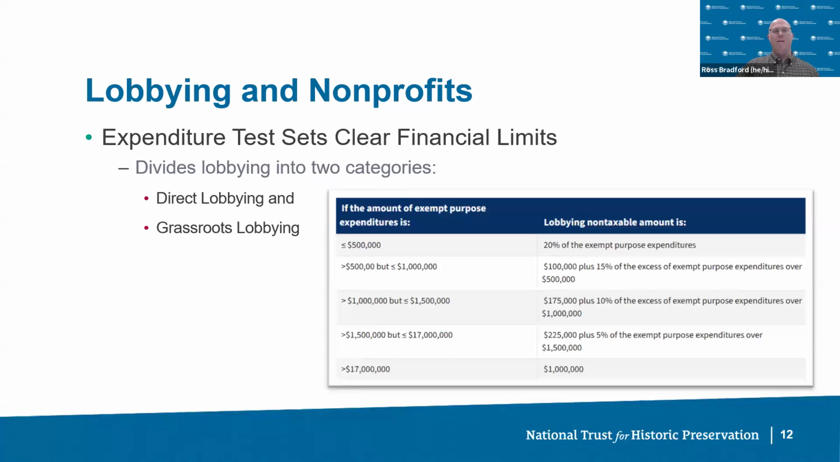And then they've broken that down into amounts that you can spend on direct lobbying and amounts you can spend on grassroots lobbying. And generally, you can spend 25% of your total amount on grassroots lobbying, and then the rest can go towards direct lobbying. And it's all based on your organization's overall budget and the amount. There is a cap on this. So for organizations that have budgets over $17 million, the maximum is $1 million you could spend per year on lobbying.